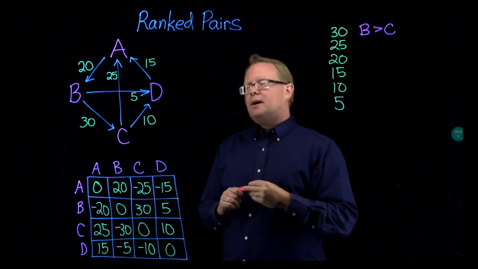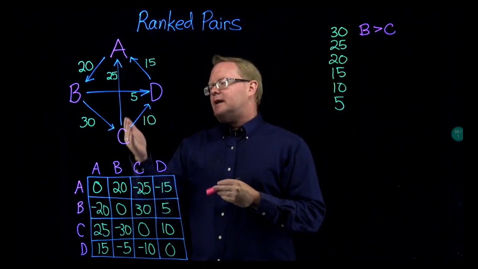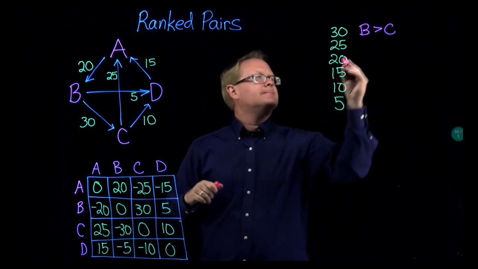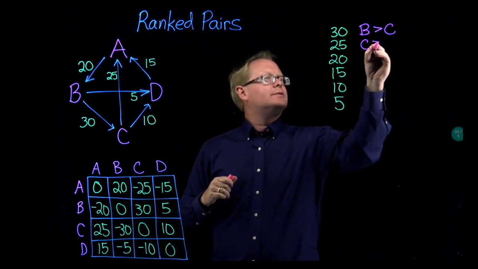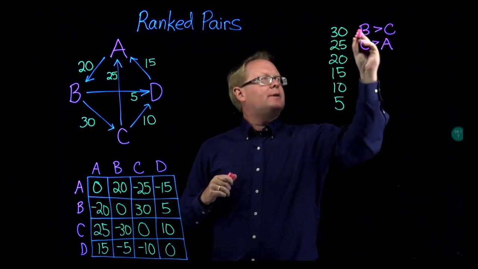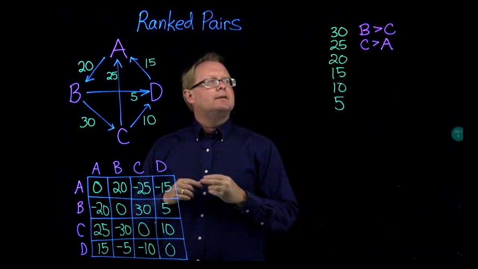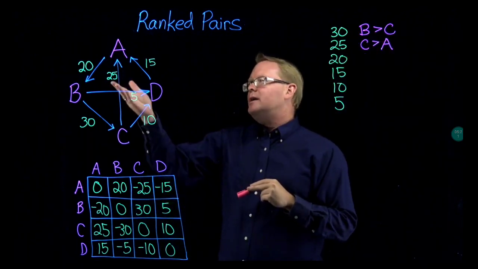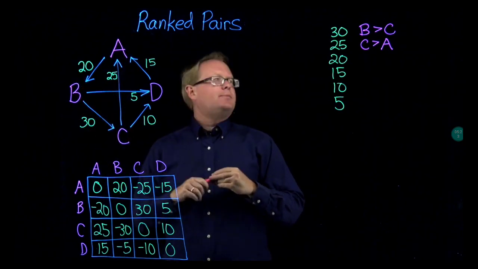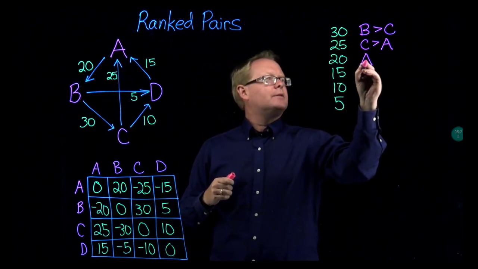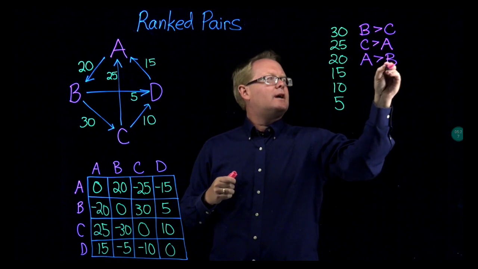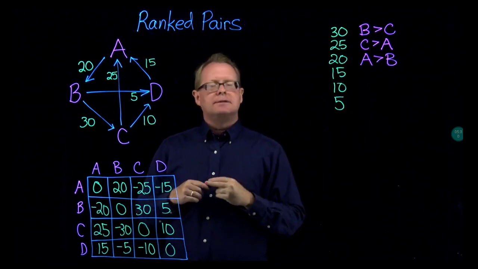Now the second strongest preference by the voters is a 25, which says that C defeats A. So the voters are pretty sure they like B more than C and then C more than A. Now the third strongest preference is the 20. That's that A defeats B. So we'll write A bigger than B. And we just go down the list and write down all these inequalities.